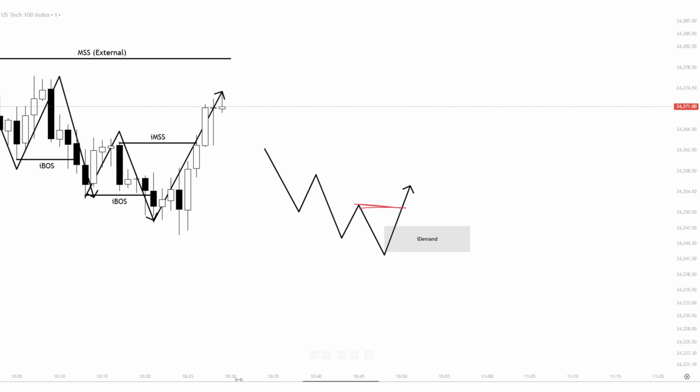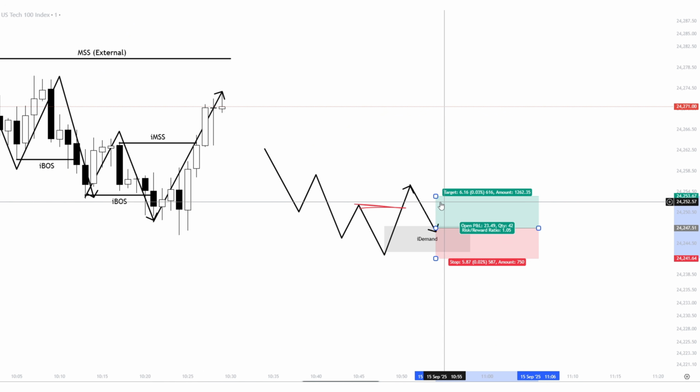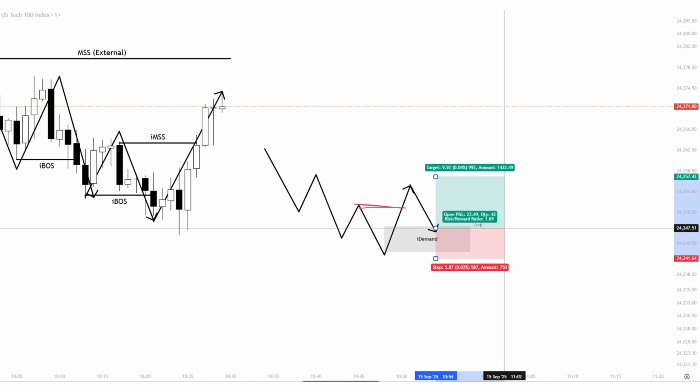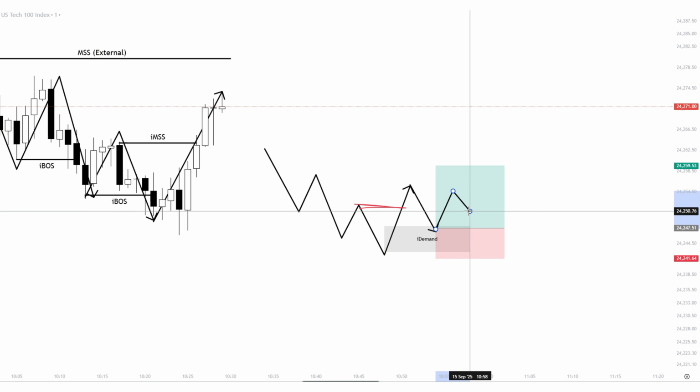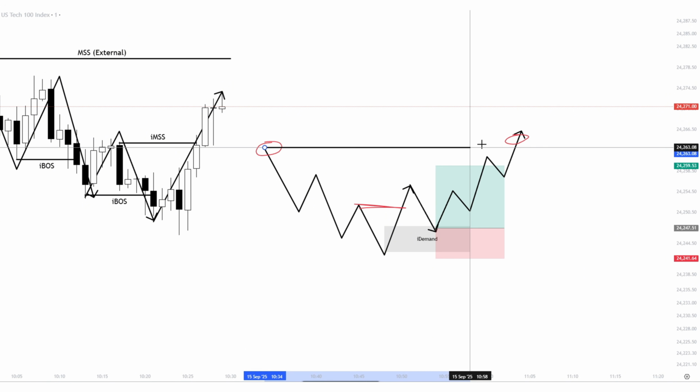Since the market usually pulls back into a higher low on uptrends, it's why we might be able to look for a buy-long setup from a demand, with the stop loss below the internal demand. And for the take profit, the simplest way is to target the previous internal high, or there is also the option to target the swing high.